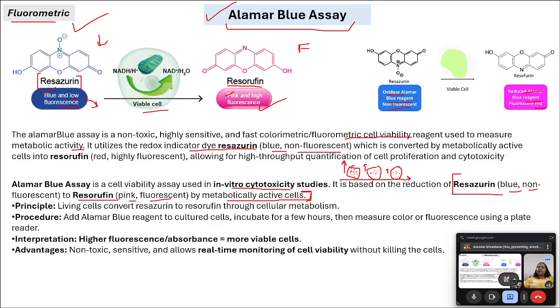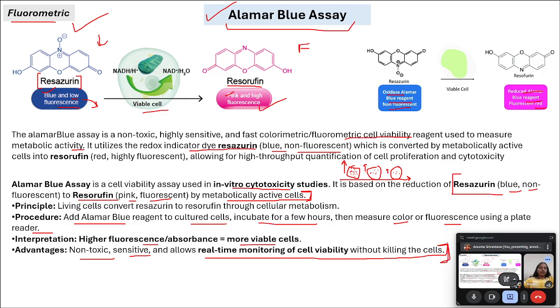The principle is that living cells convert resazurin to resorufin through cellular metabolism. The procedure is to add Alamar blue reagent to cultured cells, incubate for a few hours, then measure the color or fluorescence using a plate reader. High fluorescence means more viable cells. I have explained it just now. Advantages: non-toxic, sensitive, and allows real-time monitoring of cell viability without killing cells.